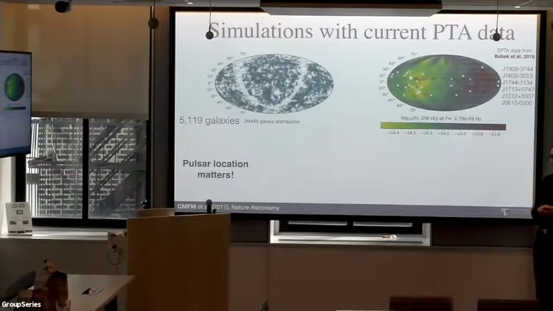Stephanie? Just so I'm sure, best pulsar means smallest? Best pulsar in this case means a very small residual and very high cadence observations.